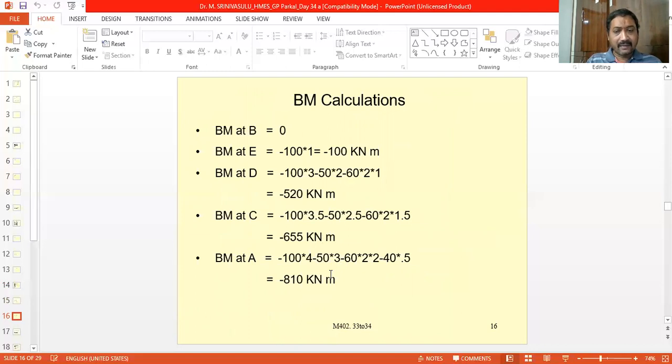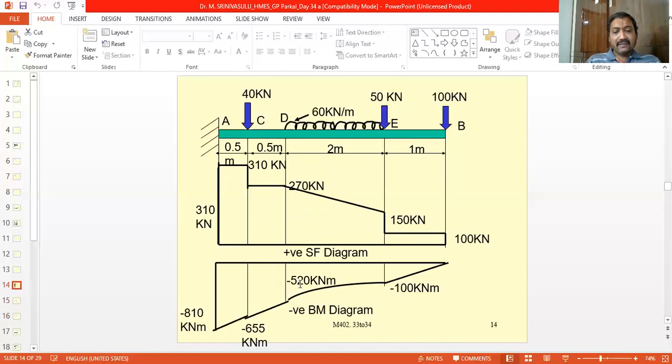Like this, we have already found all the bending moments. The bending moment at B is equal to 0, at E is equal to minus 100, at D is equal to minus 520, at C is equal to minus 655, and at A is equal to minus 810 kN meters. Now we have to locate all these values in the bending moment diagram.